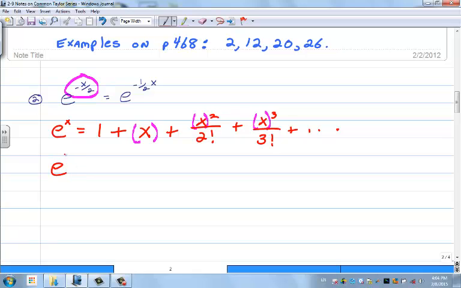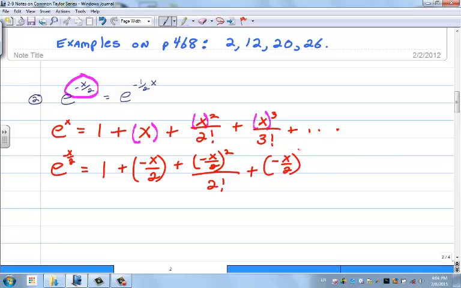e to the negative x over 2 then would be equal to 1, which stays 1 no matter what, and then plus negative x over 2, and then plus negative x over 2 squared over 2 factorial, and then plus negative x over 2 to the third over 3 factorial.